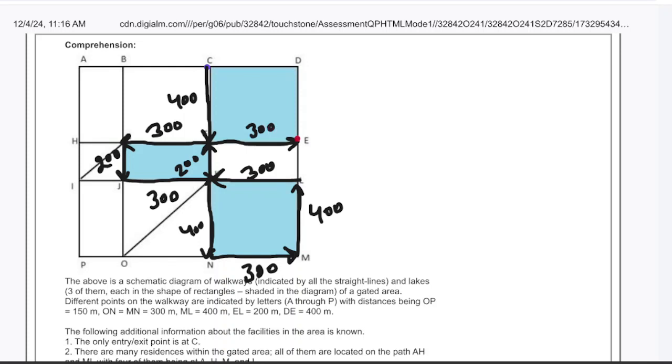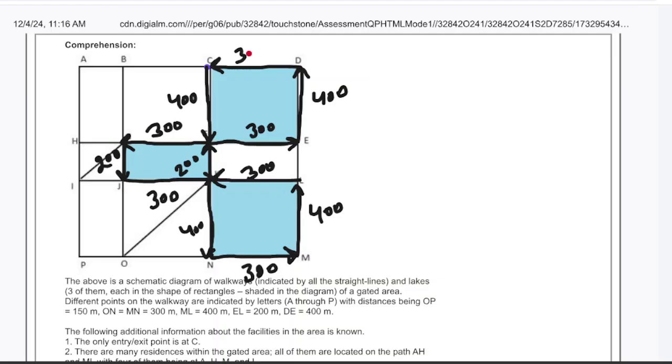This is 300 to D, that is 400, and then comes back to C. So a complete round has been taken, and we have covered all the lakes along the ways, along the paths.